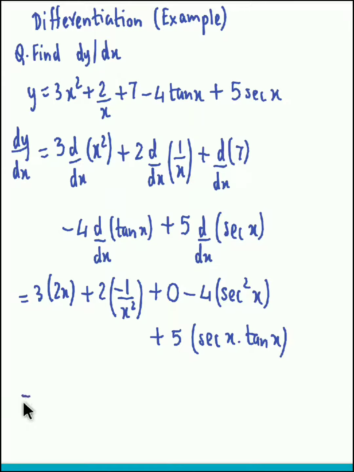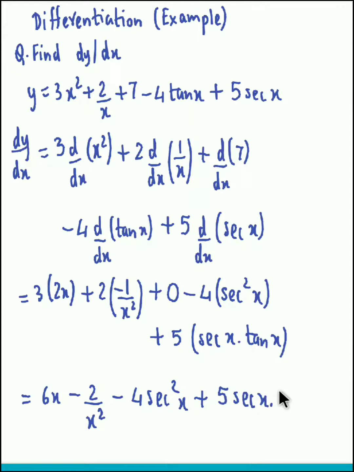So finally we obtain dy by dx as, now 3 2s are, that becomes 6x, 2 times minus 1, so that is minus 2 upon x square, minus 4 times sec square x plus 5 times sec x into tan x. So this is how we obtain dy by dx.